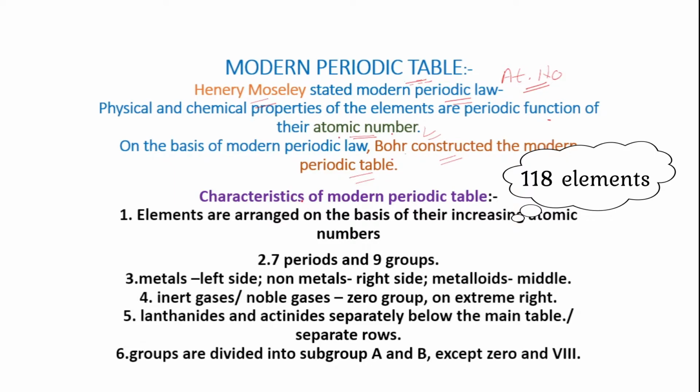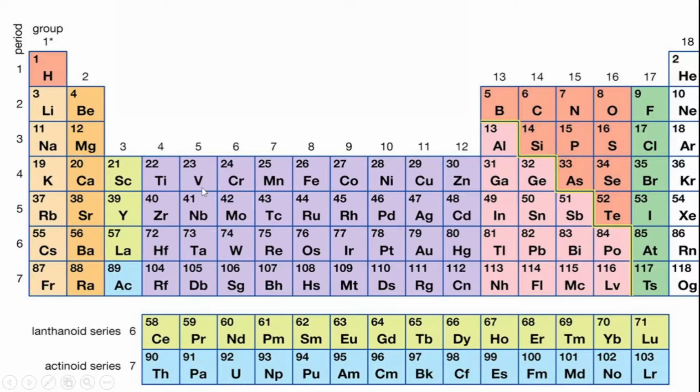So, characteristics of modern periodic table. Before we get into deeper study of modern periodic table, we need to understand the main points in it. So this is modern periodic table. This table is made on the basis of increasing order of atomic numbers of the elements. Atomic numbers are given here, upper left corner: 1, 2, 3, 4, 5, and so on. These are kept serially.